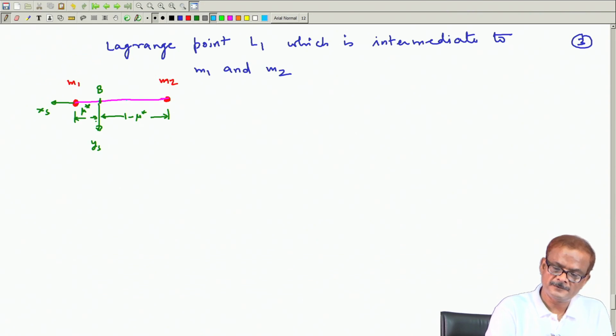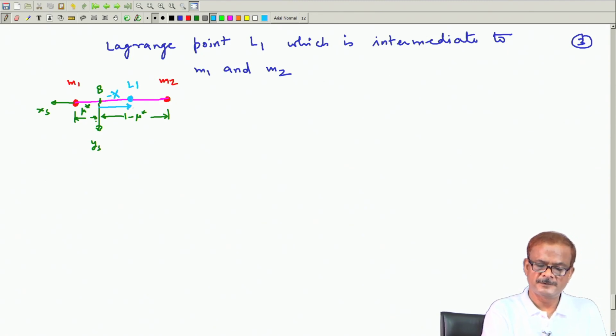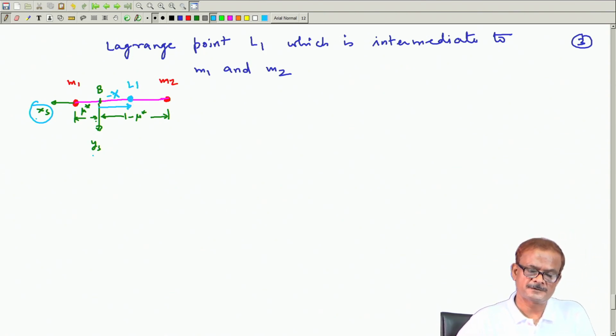And the point L1 may be lying somewhere, let us say in this place. So, this distance will be indicated by x with a minus sign. Why? Because it is a line toward the negative x direction. This is our synodic frame. So, it is lying along the negative x direction of the synodic frame. This case is a bit complicated and we have to work it out carefully, because it lies intermediate to the point masses m 1 and m 2.